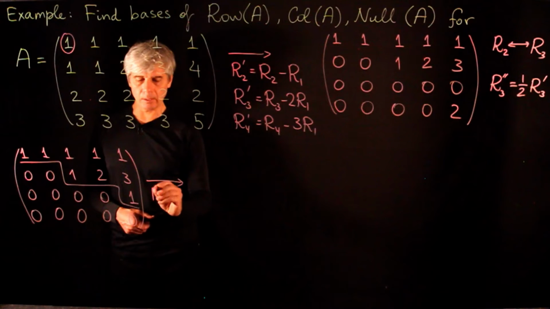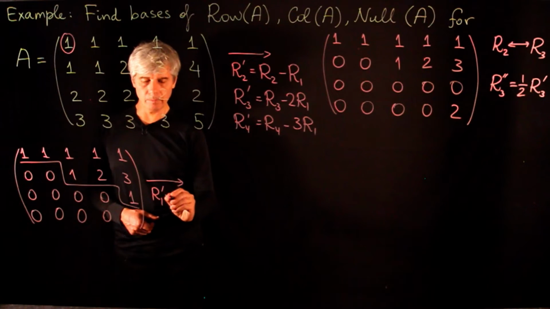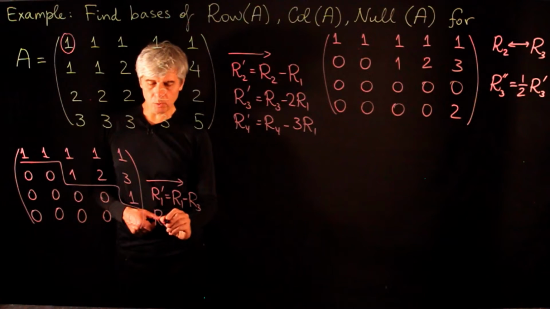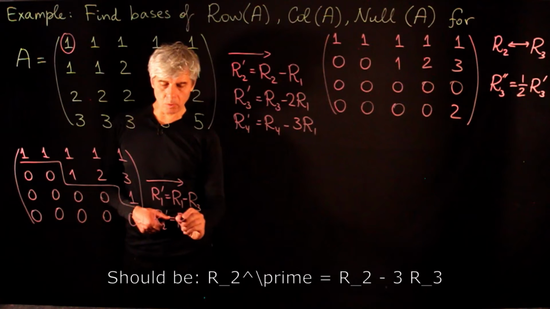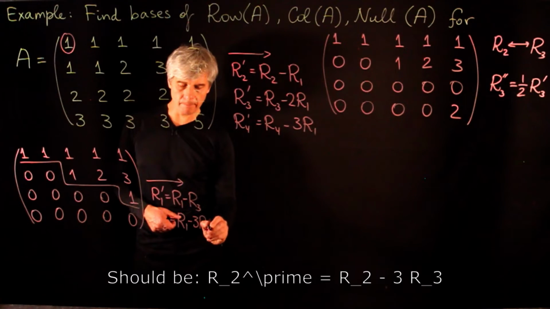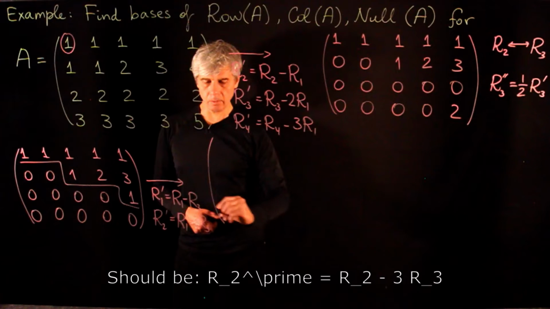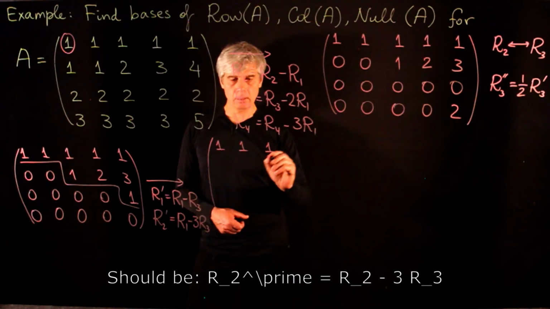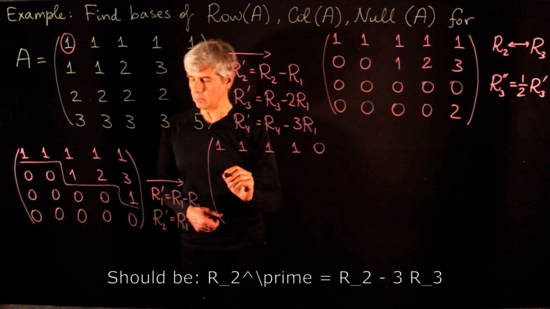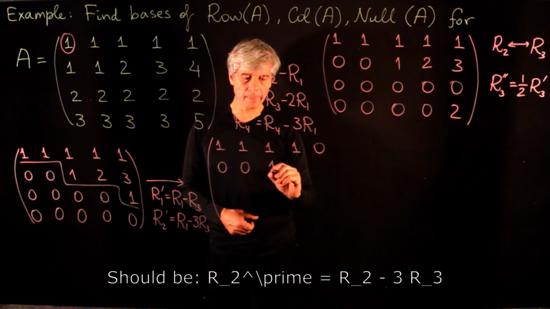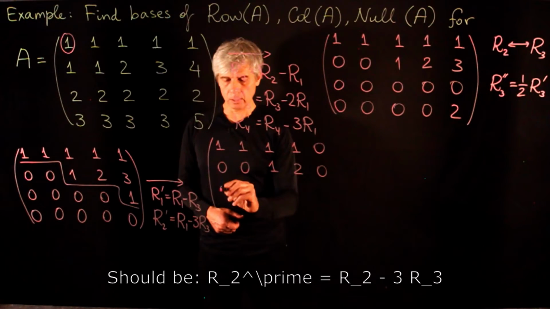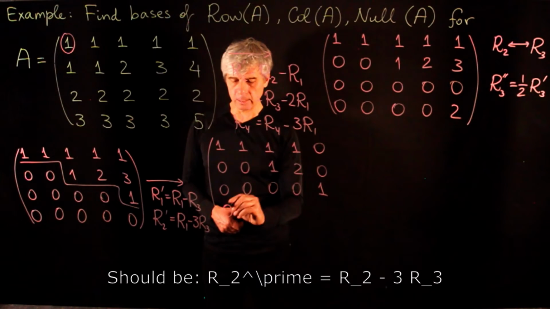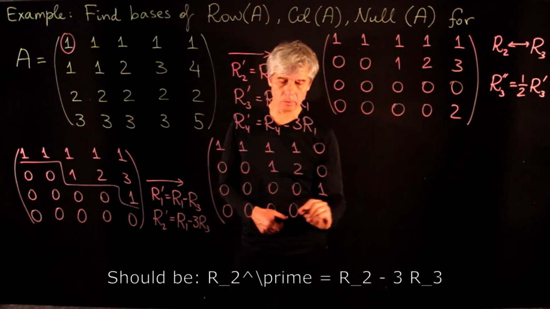So we say that row 1 new is row 1 minus row 3, and row 2 new is row 2 minus 3 times row 3. So then we obtain the matrix 1, 1, 1, 1, 0, 0, 0, 1, 2, 0, 0, 0, 0, 0, 1, and 0, 0, 0, 0, 0.